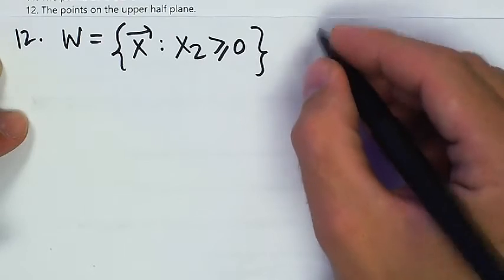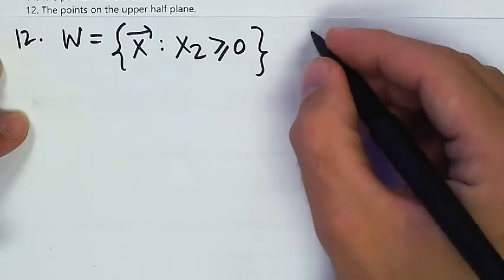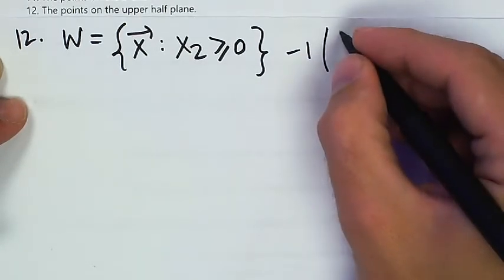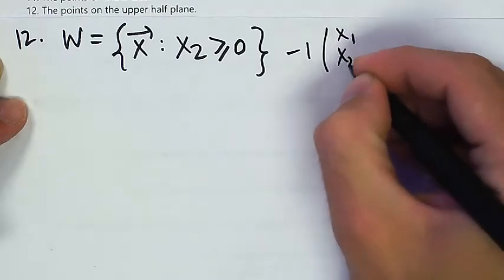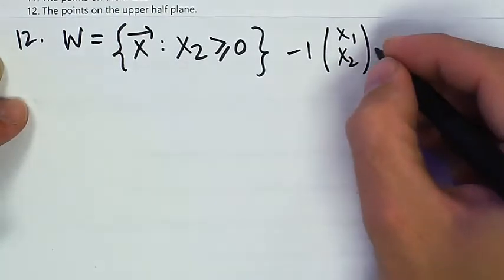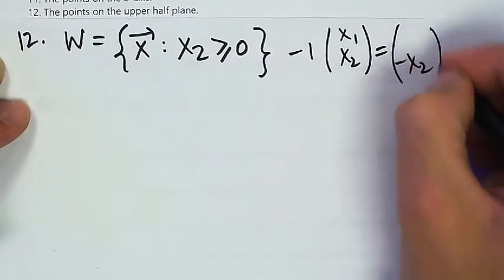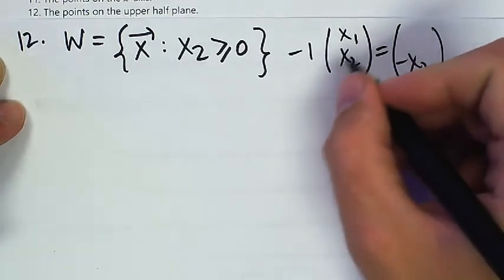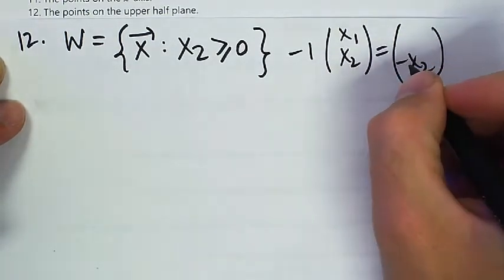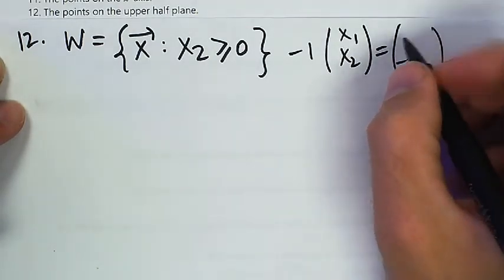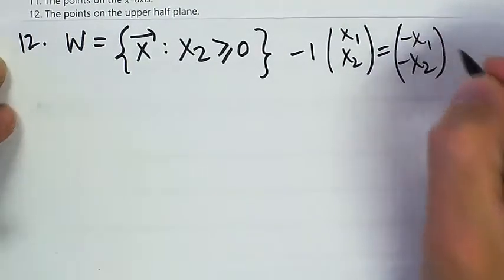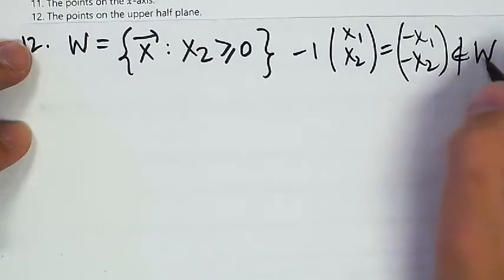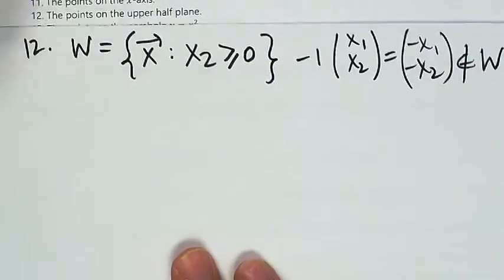So if we let x2 be greater than or equal to 0, and we had negative 1 times x1 and x2 with x2 greater than or equal to 0, that's negative x2, which has got to be less than or equal to 0. Provided maybe this is greater than 0, then that will be less than 0, and I will no longer be in the upper half plane. And we don't care anything about x1, right? No specification on that. This is not a subspace because that's not in W anymore. It's not closed under scalar multiplication.